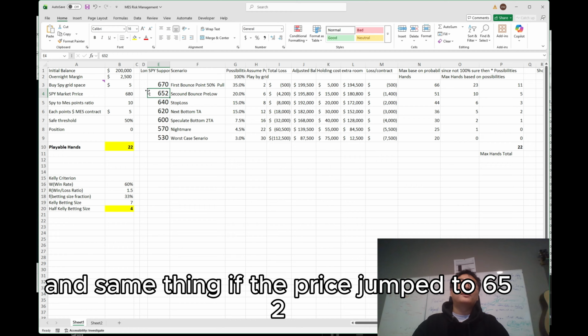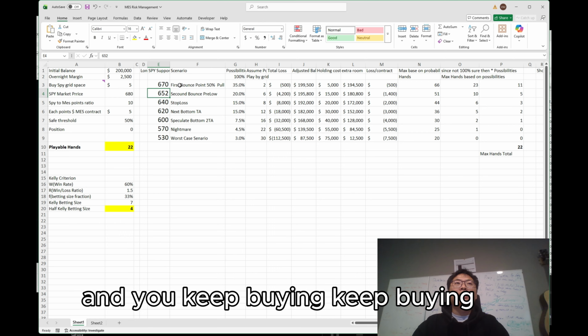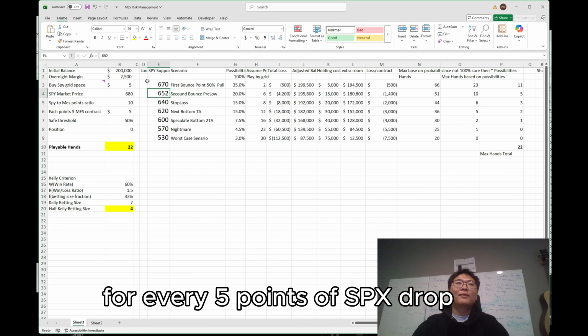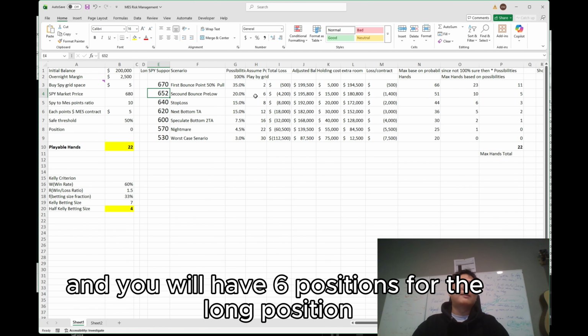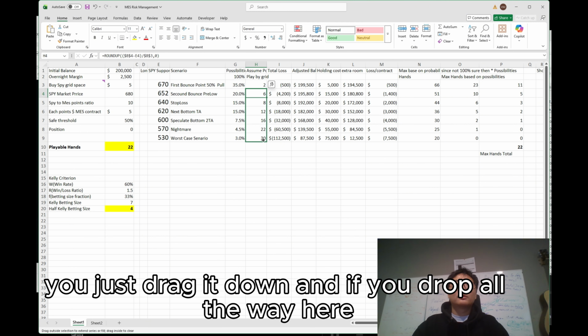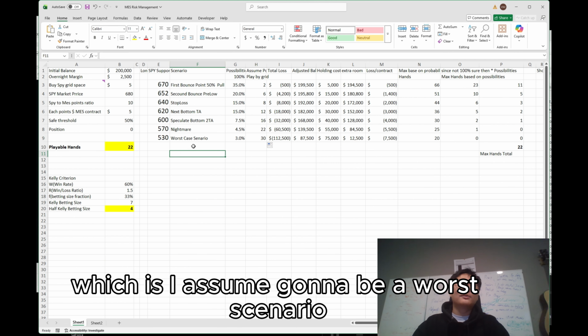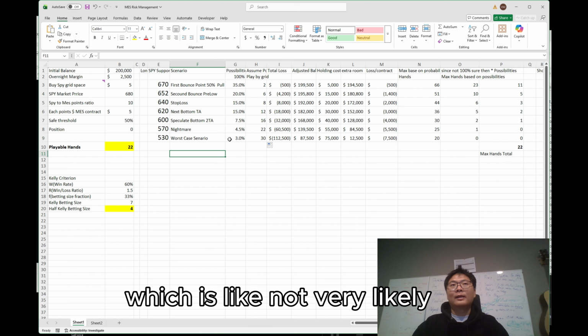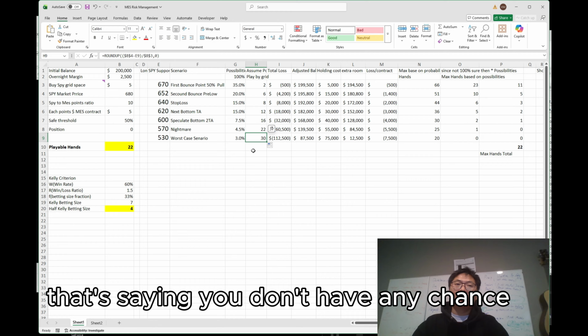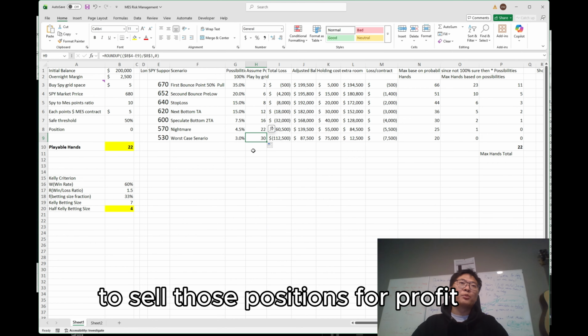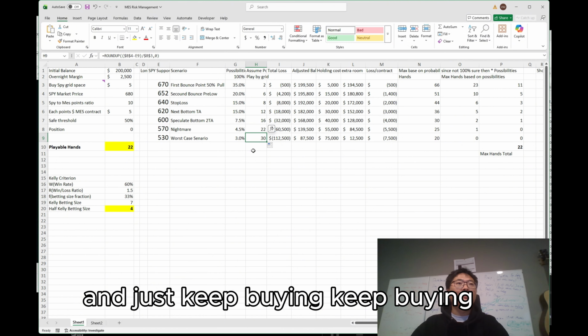And it's the same thing if the price drops to 652, and you keep buying for every 5 points of SPY drop, and you didn't have any chance to sell for a profit, you will have 6 positions for the long position. The same thing, you just drag it down, and if it drops all the way here, which I assume is the worst scenario and not very likely, you'll have 30 positions. That's saying you don't have any chance to sell those positions for profit, and you just keep buying and buying.